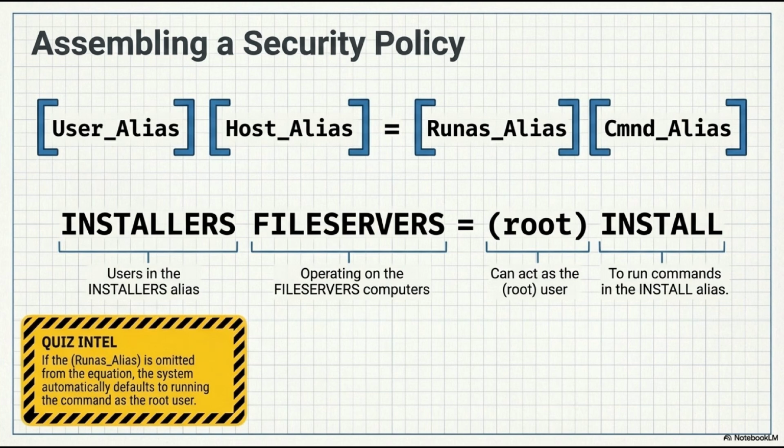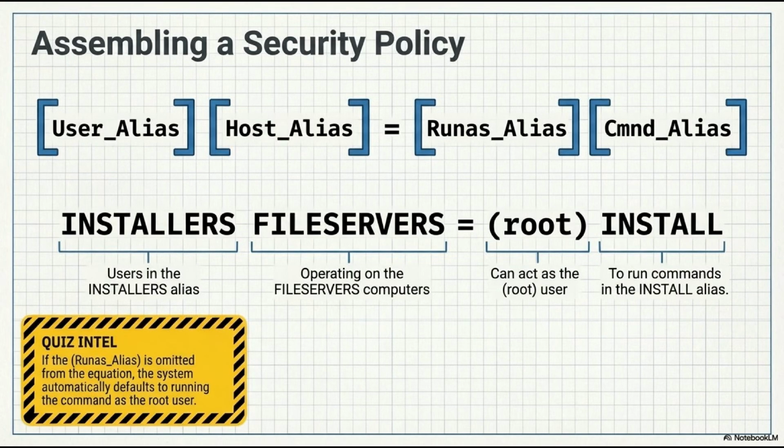There is a critical piece of quiz intel here too. If that Runas alias in the parentheses is completely missing from the line, what happens? Does the parser throw an error? No, it doesn't fail. By design, if the Runas alias is omitted, the sudo parser automatically defaults to root. It just assumes UID 0. Yep. So if you see a policy on the exam without parentheses, you must assume it implies maximum execution privileges.